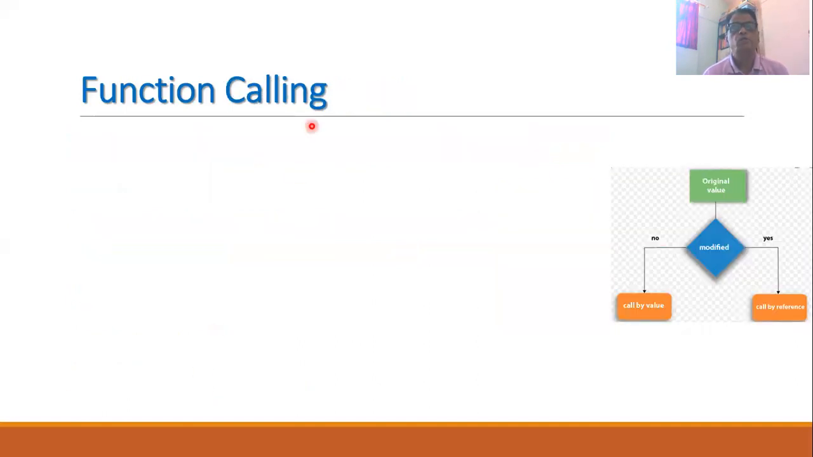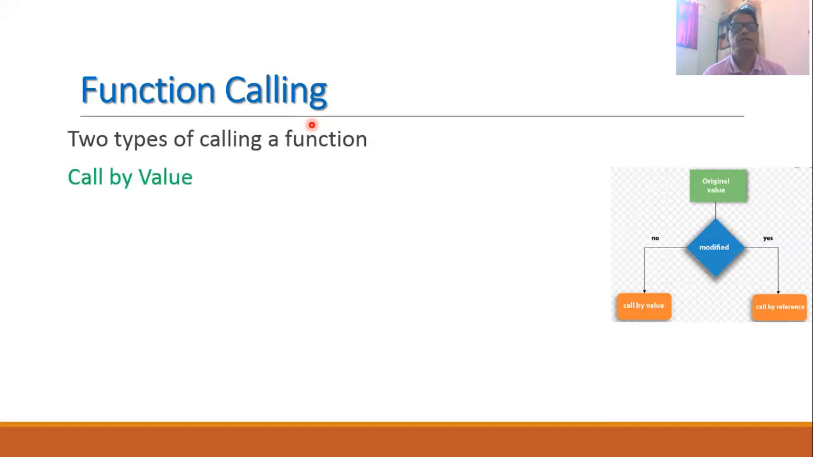Whenever you make use of a function, you need to declare it first. After declaration, you can call a function within your program. So calling of the function is of two types. The first one is called call by value. And another way of calling a function is call by reference.